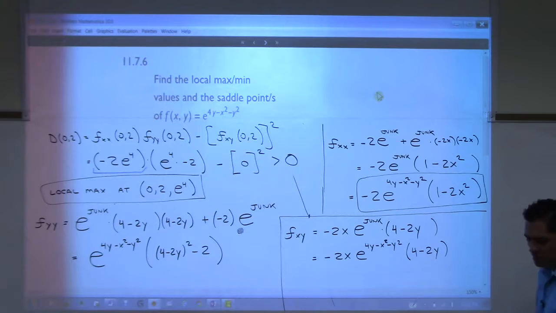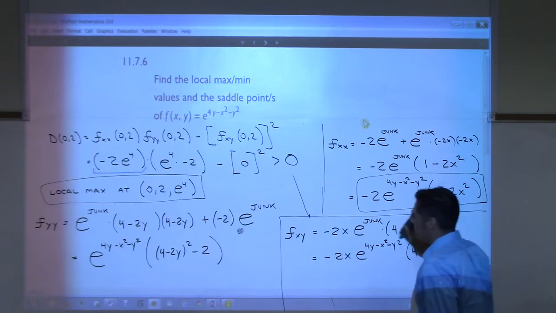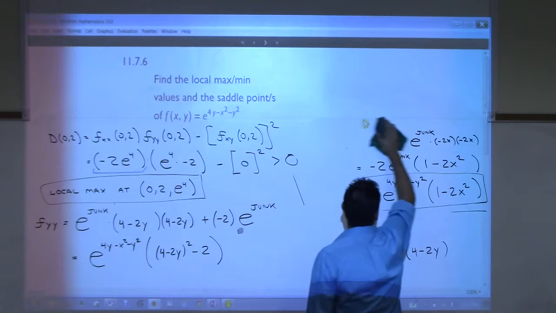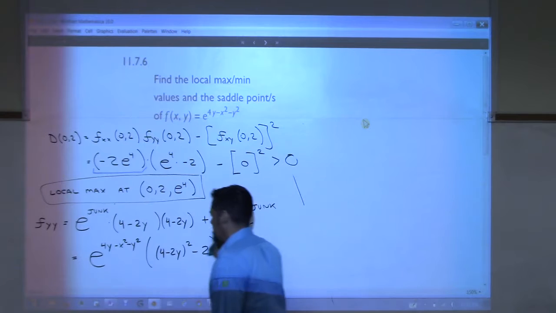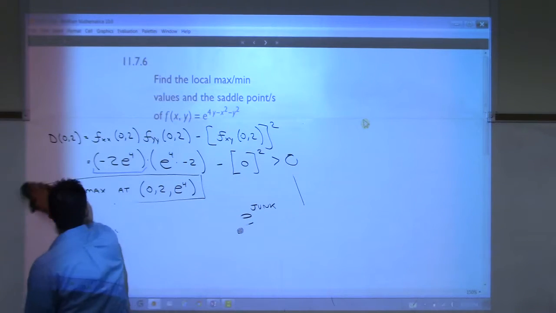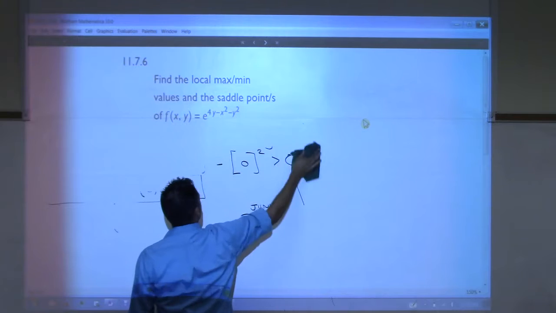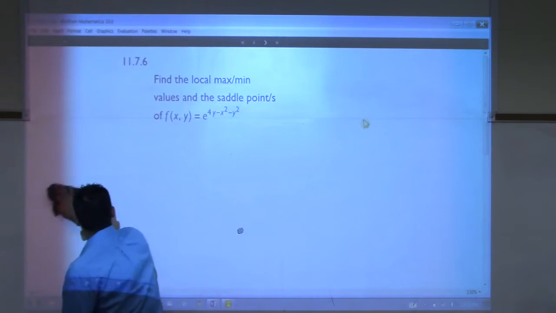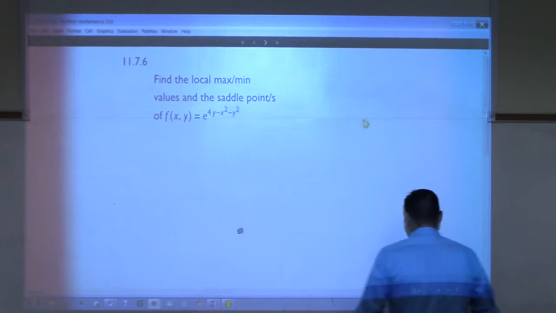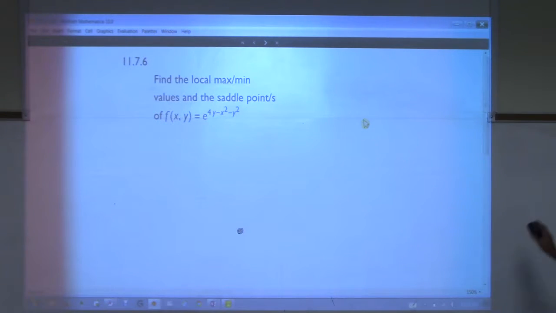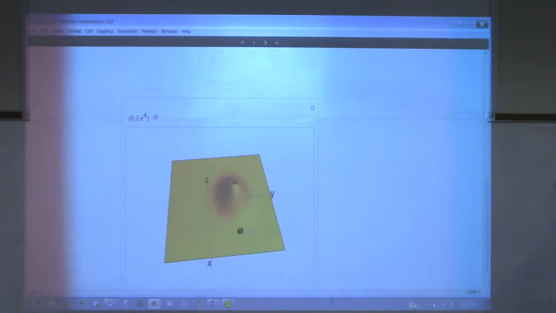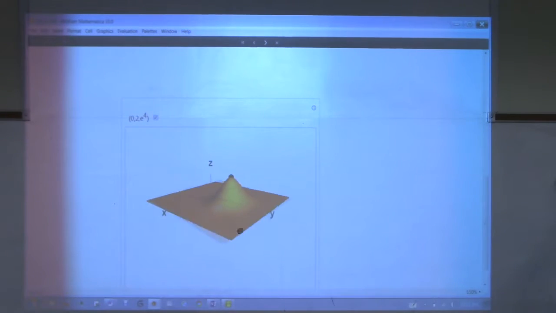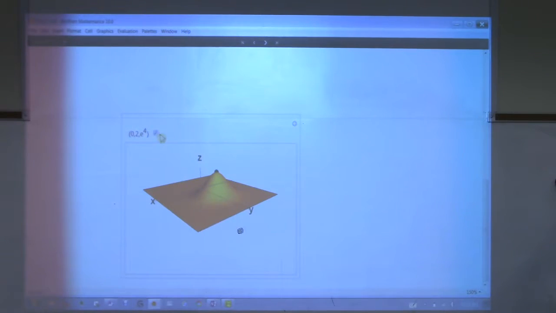Okay, let's take a look at this one. I want to see a picture of this. We've got this surface, right, that has this single local maximum at 0, 2. If I'm not mistaken, I think this is the pimple function, I call it. Yeah, it's just a little pimple. There it is. So that's what it is. It's just got this single little hill right there. You've got a local max up there at 0, 2, e to the 4th.